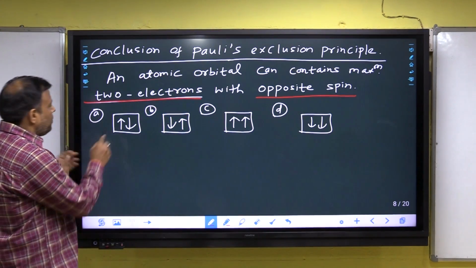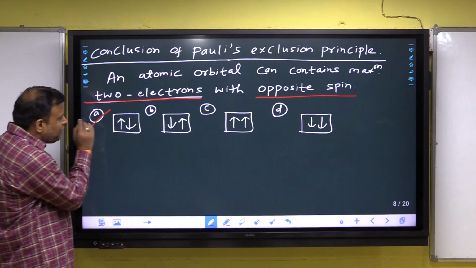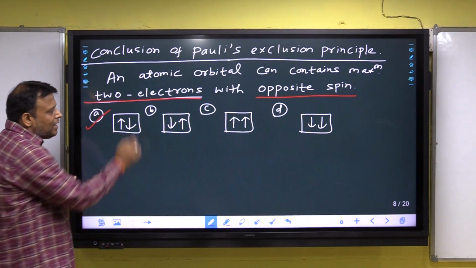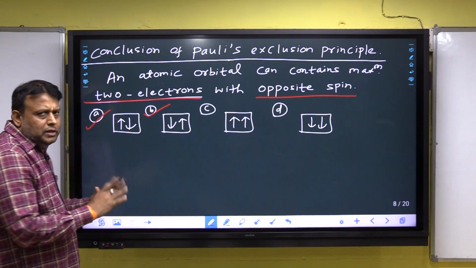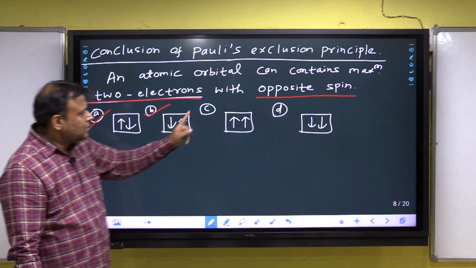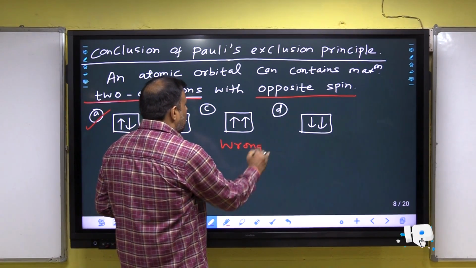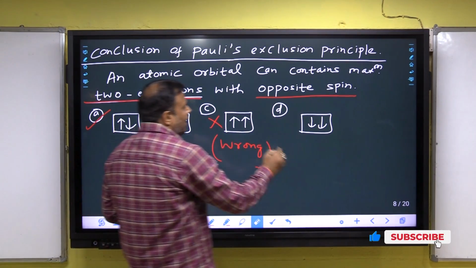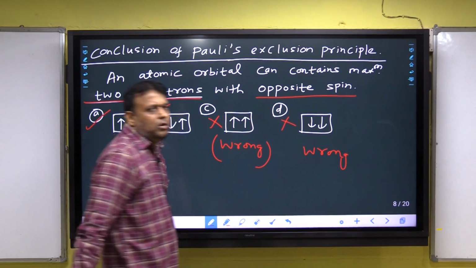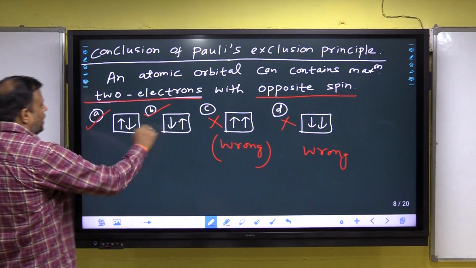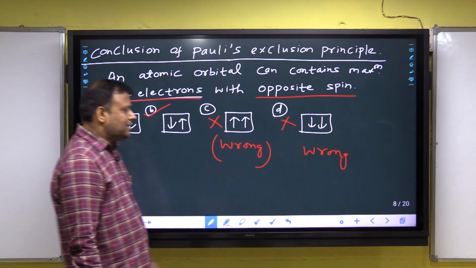Listen, first 1, 2, correct. Second, in the first clockwise, anti-clockwise, correct. In the second, anti-clock, clock, correct. Two electrons in opposite spin, correct. But in the third, clockwise, clockwise, wrong according to the Pauli principle. And the fourth, anti-clock, anti-clock, wrong according to the Pauli principle. And hence both A and B are correct and C and D are wrong. Clear? Next.